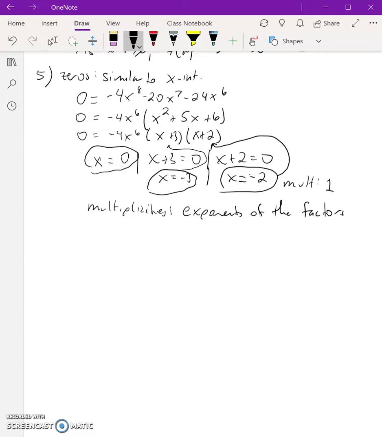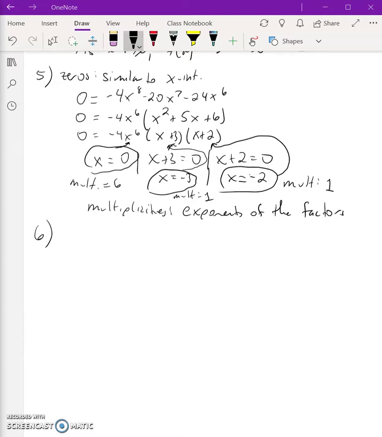This one, we look up here, this also has a multiplicity equal to 1. But x equals 0 came from this x to the 6th term, and so this has a multiplicity equal to 6. So these are the multiplicities that go with the corresponding zeros. Remember, whatever the factor is, those will have an exponent. That exponent tells you the multiplicity.